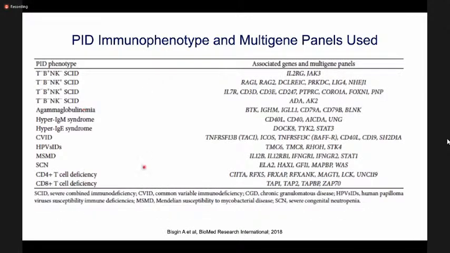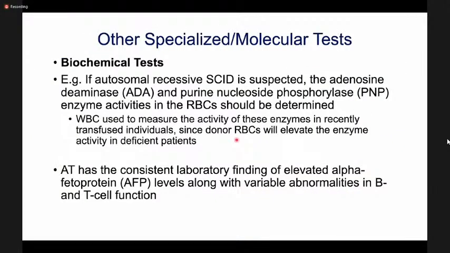So this is just an example. If from your phenotype, you're thinking of T minus B plus NK minus SCID, meaning this patient has low T cells, low NK cells, but normal B cells, then these are the genes you think about. But if it's low T cells, low B cells, low NK, then you have another set of genes like the adenosine deaminase. Okay, so whole exome sequencing will just mean that you're sequencing all the exons in this patient. Of course, that comes at a more expensive cost because it's like more tests in one as opposed to a targeted approach.